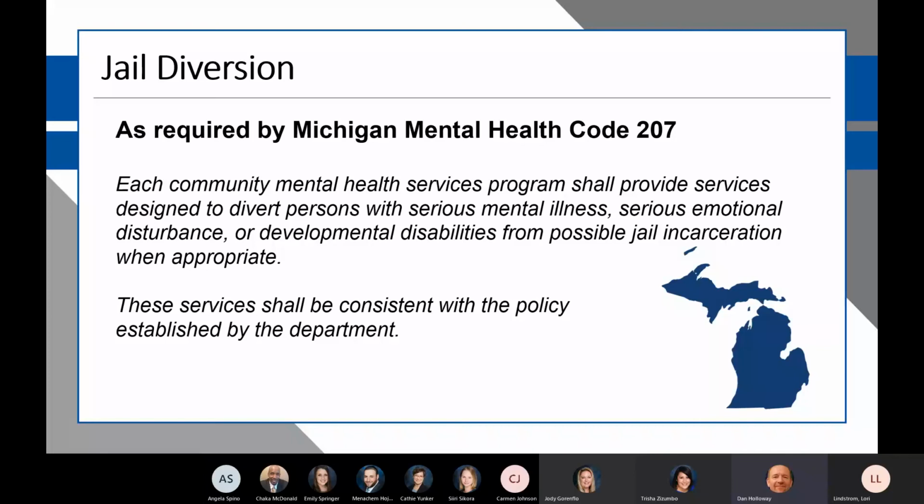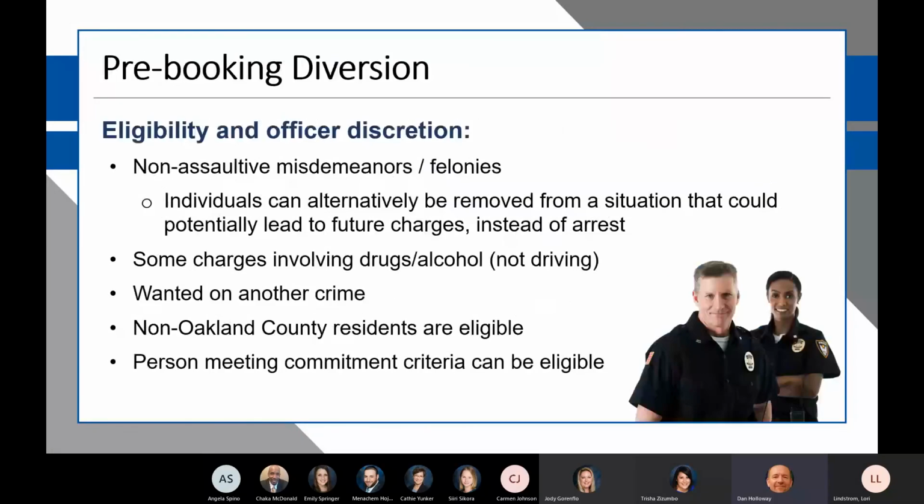The next slide here is just more information on what pre-booking diversion is. And this is an important disclaimer too: it is officer discretion. So it's up to them. That's why training is so important. That's why policy is important. That's why leadership within the law enforcement community is important, because they're making these decisions out there, sometimes just snap decisions based on their communication with that person.